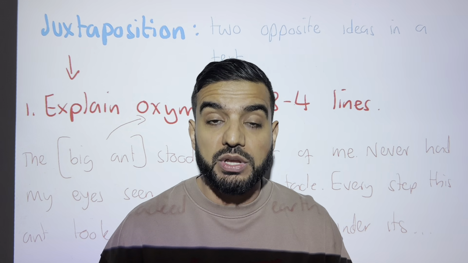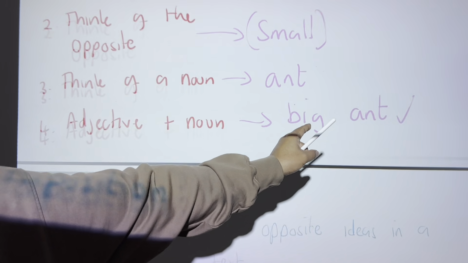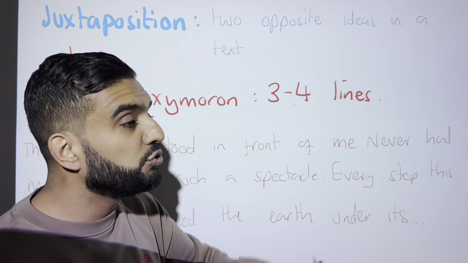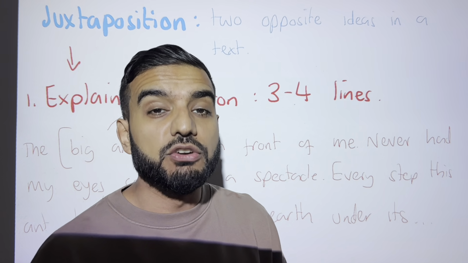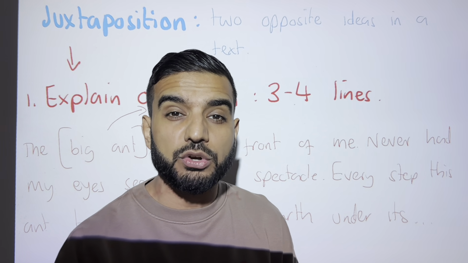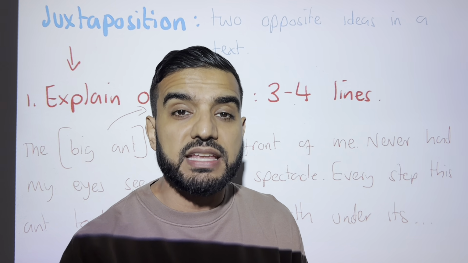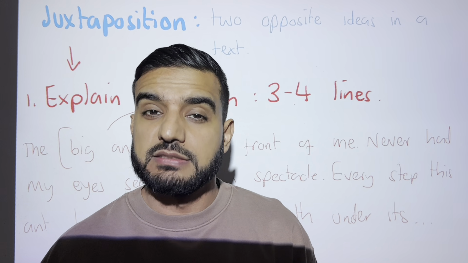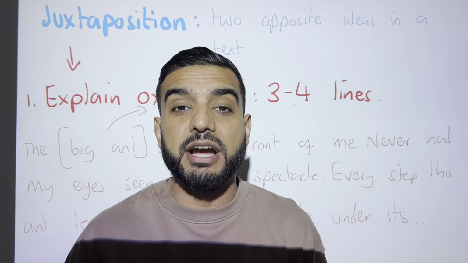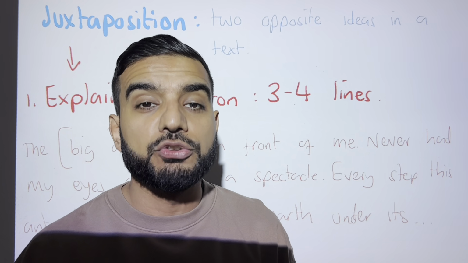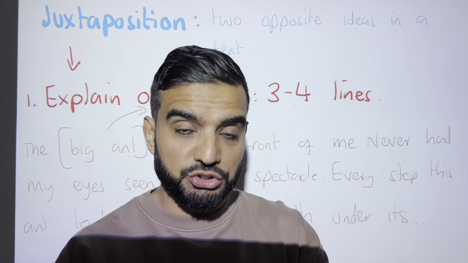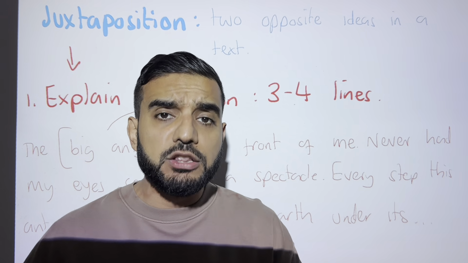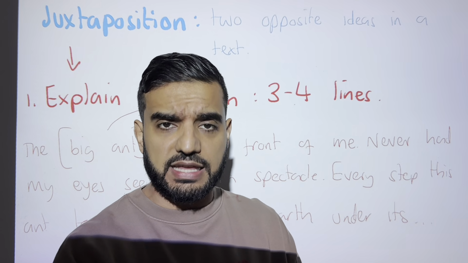And just by you doing that, you're now going from having an oxymoron to now having juxtaposition. Now, please make sure it's at least 3 to 4 lines long. The reason you want to make it 3 to 4 lines long is because you want to make it long enough for the examiner, for the teacher to pick it. Sometimes it might just go straight over their head. They might not even realize that you've used it. So you want to make sure that your juxtaposition or your oxymoron or whatever you've used is long enough, has enough legs, as I say.